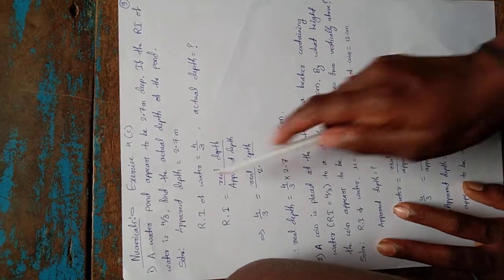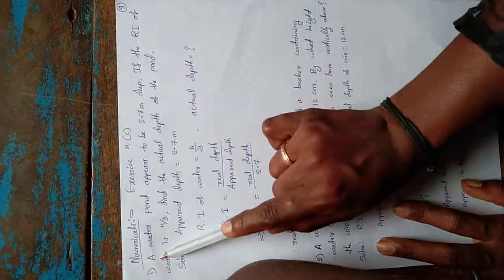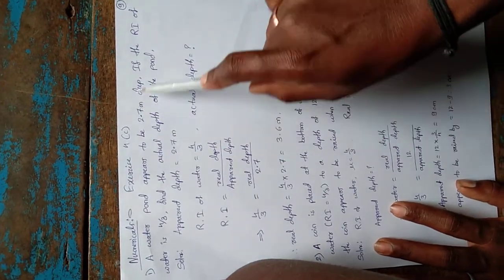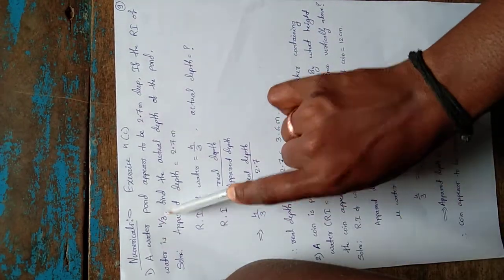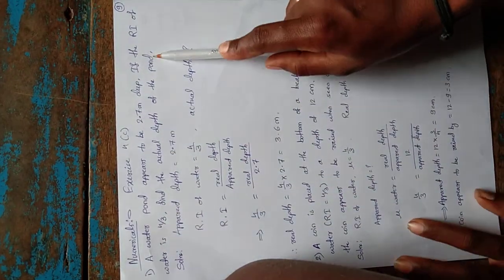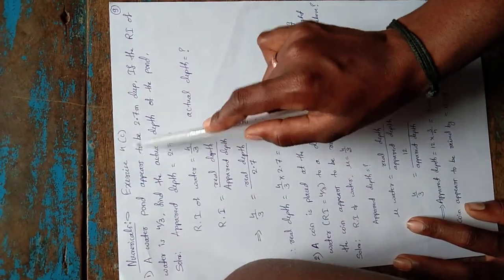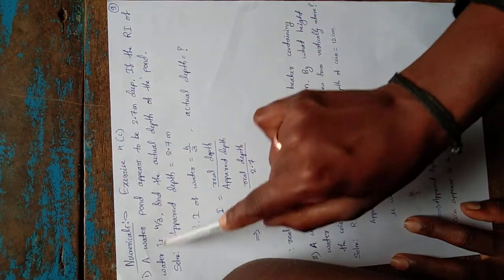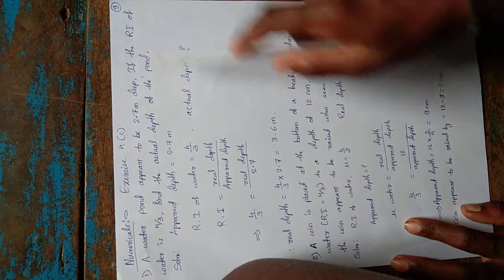First one is numericals on exercise 4C. A water pond appears to be 2.7 meter deep. If the refractive index of water is 4/3, find the actual depth of the pond.